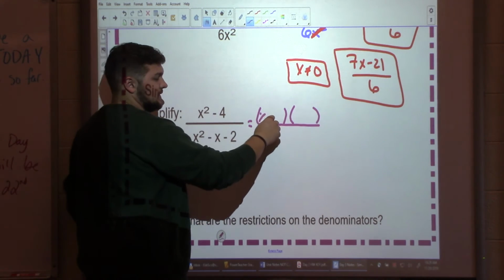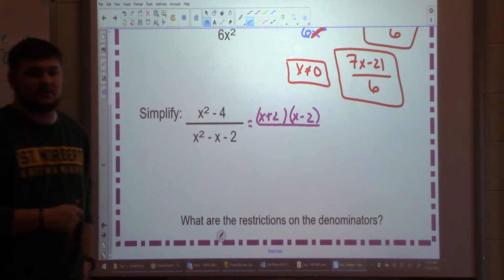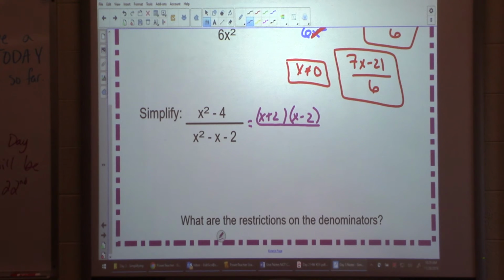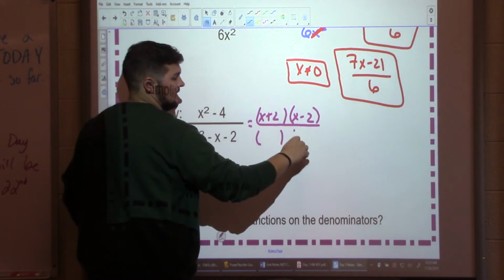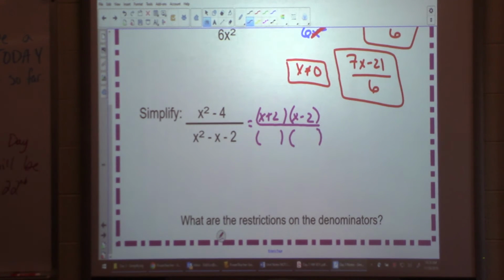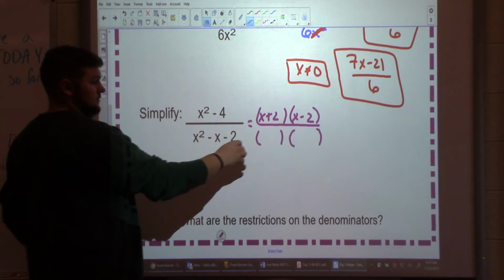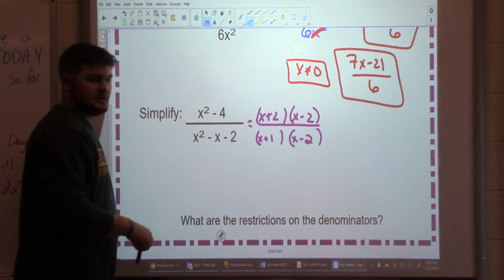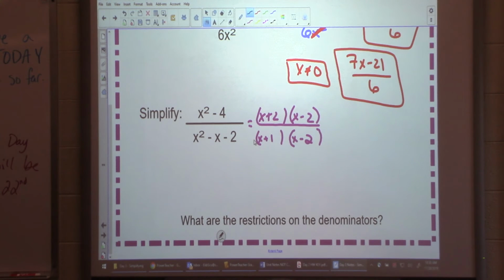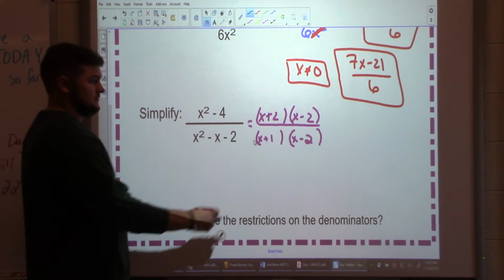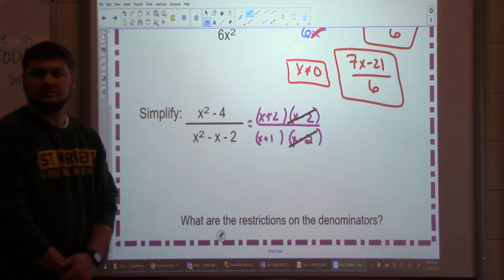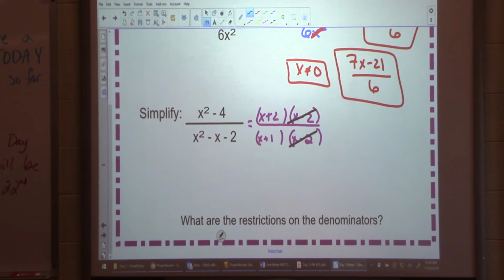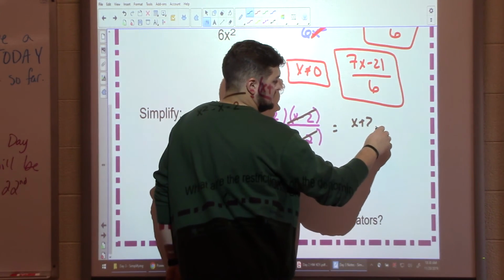Well, if it's a difference of perfect squares, I can take the square root of both of them. Square root of x squared is x. Square root of 4 is 2. Add and subtract. So x plus 2, x minus 2. My denominator then, I need to find numbers that multiply to negative 2 and add to negative 1. 1 and negative 2. Alright. Now that it is factored, I can start simplifying. Do I have any like terms in my numerator and denominator? x minus 2 and x minus 2. I can cancel them. I'm left with x plus 2 over x plus 1.